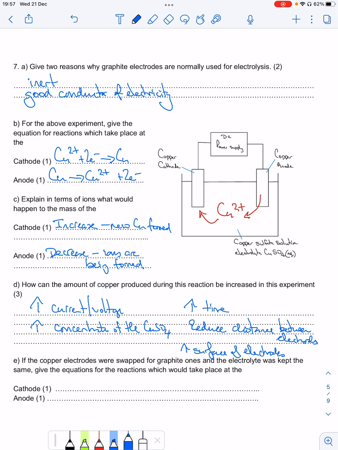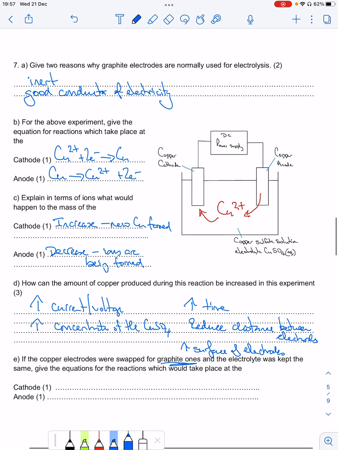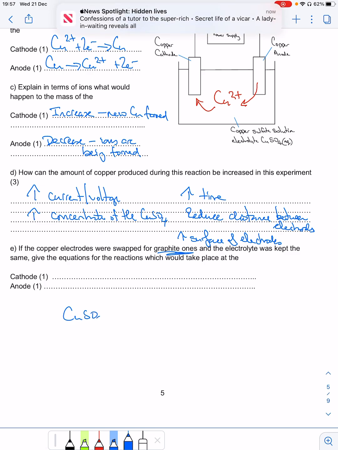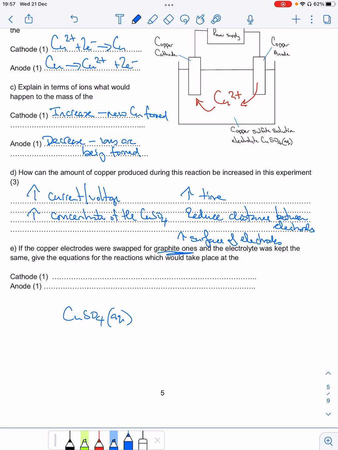And then this one's a good question. How would it change if I swap these for graphite? So I take off the copper and swap them for graphite. Right, this is very important because my electrolyte now is copper sulfate AQ. My graphite do not take part, so that's going to change. I need to know which ions are in here. So I'm going to have copper ions, Cu2+, and I'm going to have sulfate ions. The fact it's AQ means that water is involved. And when I've got water involved, I'm going to release H plus and OH minus.